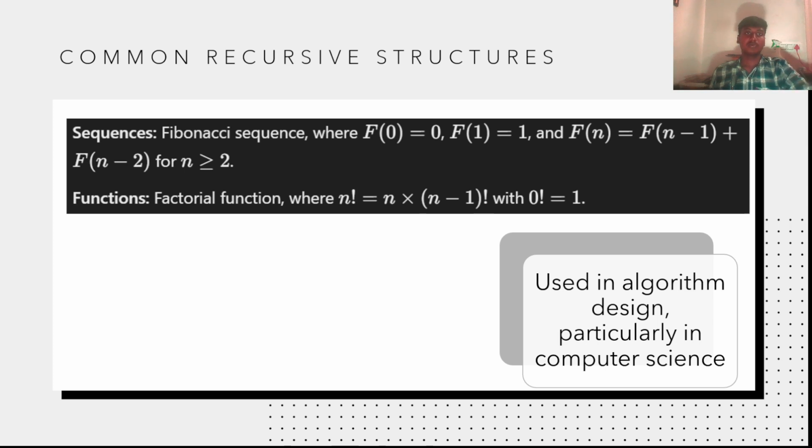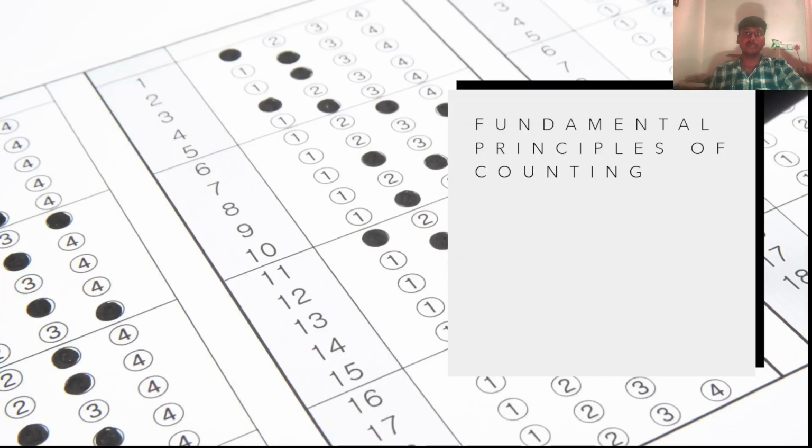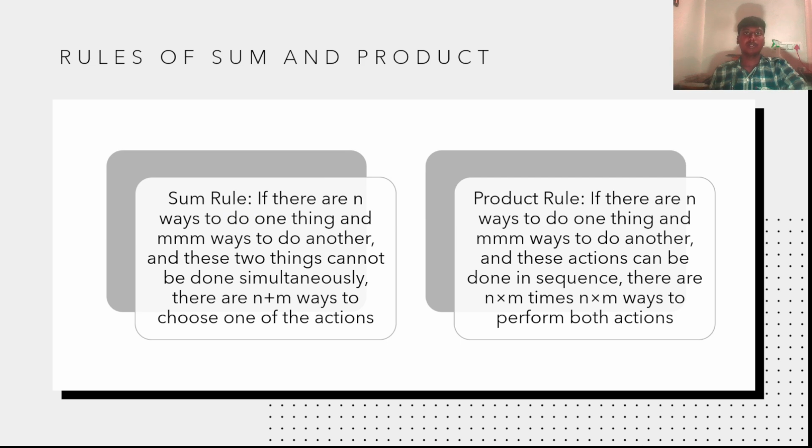Next, functions. Factorial function, where n factorial equals n into n minus 1 factorial, with 0 factorial being 1. And this is used in algorithm design, particularly in computer science. Fundamental principles of counting: rules of sum and product.